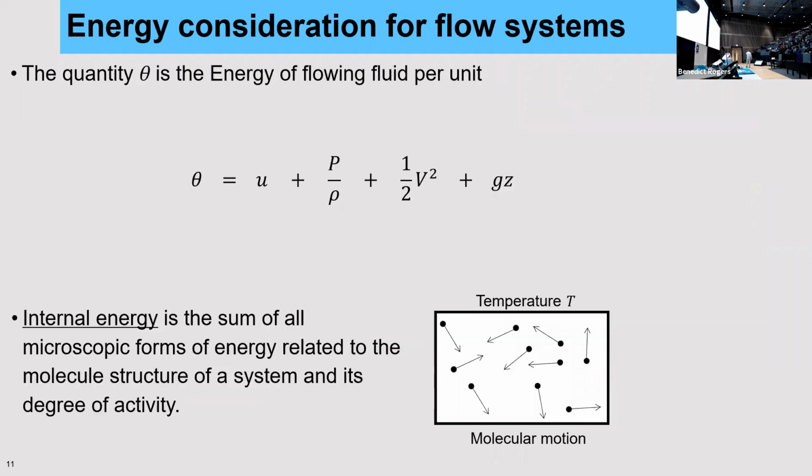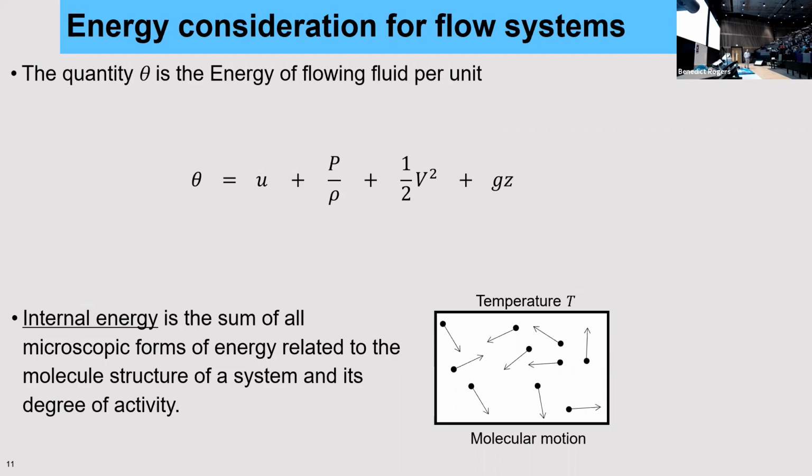So what about this quantity theta? I said this is the energy of flowing fluid per unit mass. There should be the word mass there for some reason. Here, this should be the word mass.